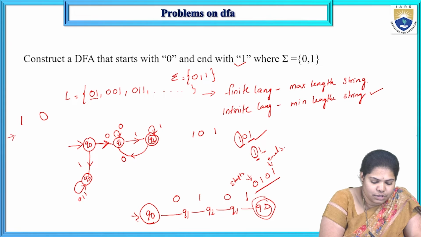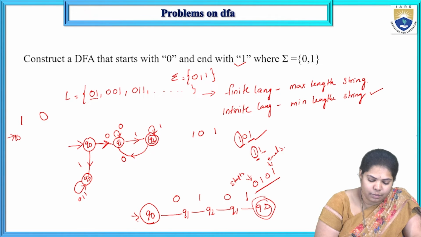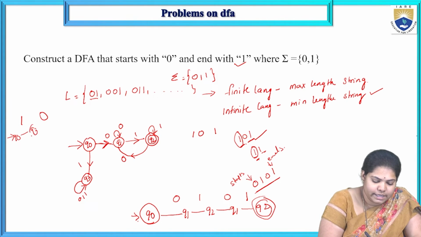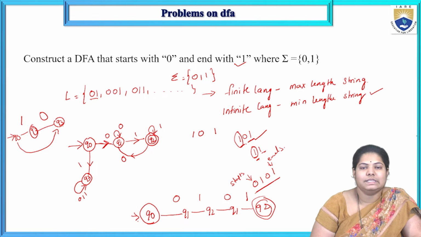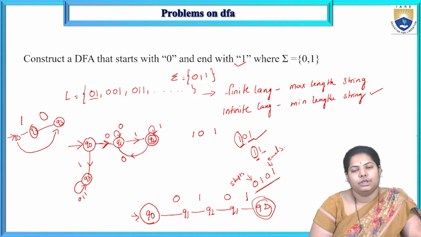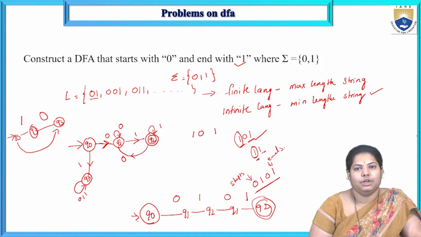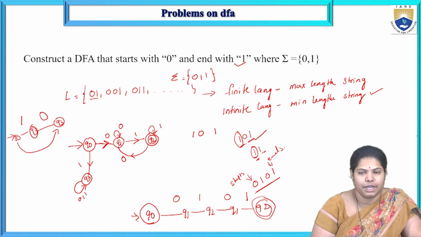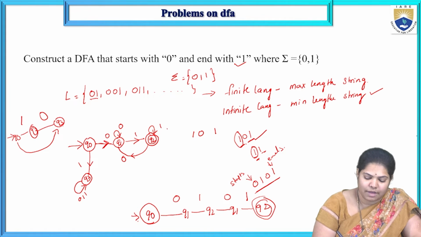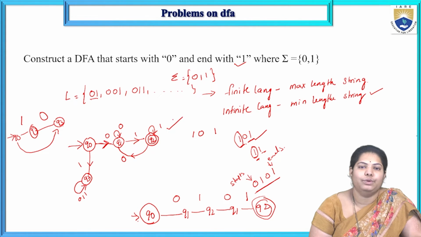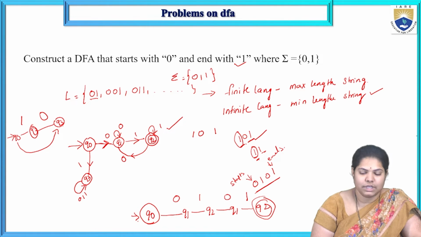If I start with Q naught, on seeing 1, I am going to the dead state, and on seeing 0, I am going to Q3. So from the initial state I move to Q3. Is Q3 a final state? No, Q3 is not a final state. Therefore, this string will not be accepted by this finite automata. So this is a finite automata which accepts only strings that start with 0 and end with 1. Is it clear? This is how we need to draw the DFA.